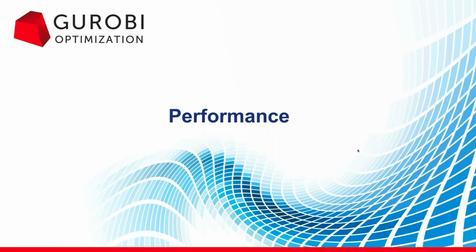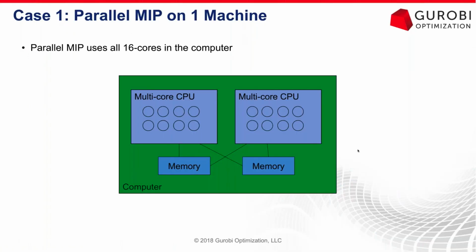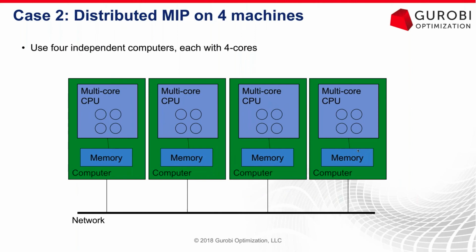So let's take a look at performance. And one of the key questions is, are you better off using one big computer or a bunch of smaller computers? So let's take a look at that. So here's a diagram of one big computer that has 16 cores. And on this big computer, those 16 cores might be on multiple processor sockets. This would be like a very powerful server. And let's compare the performance of that one big computer with distributed MIP on 4 independent computers. And these aren't 4 big servers.